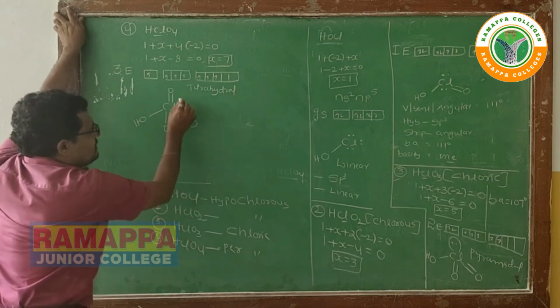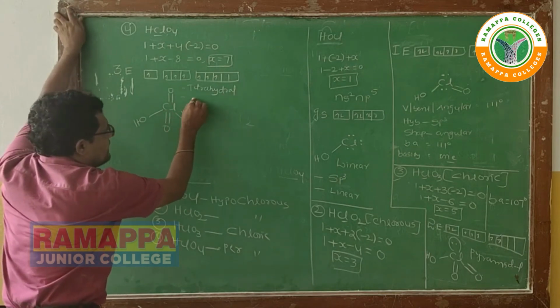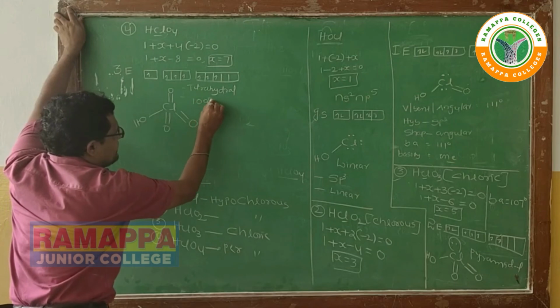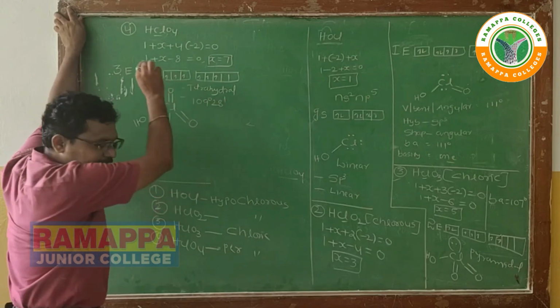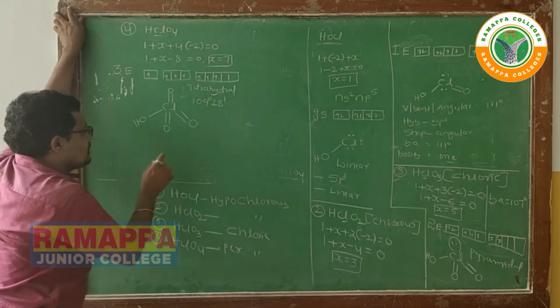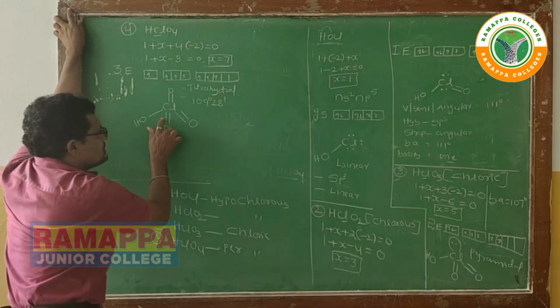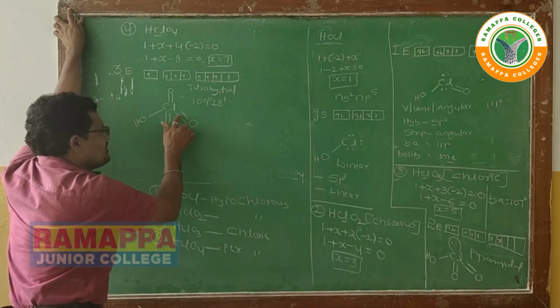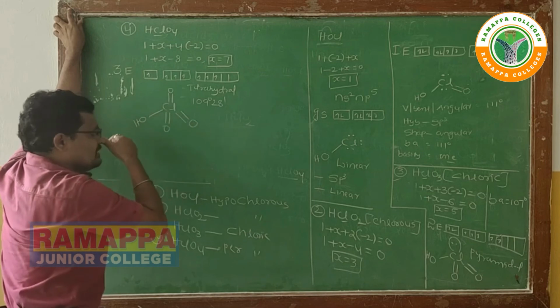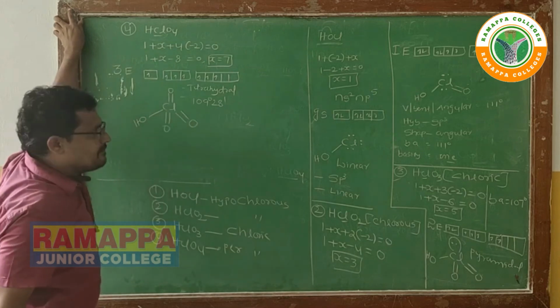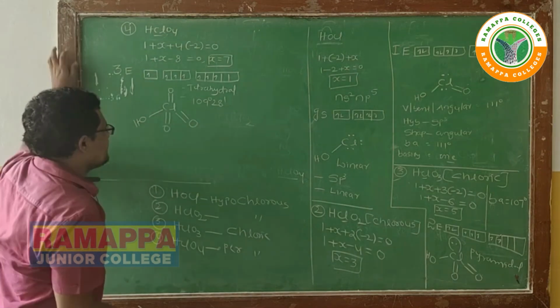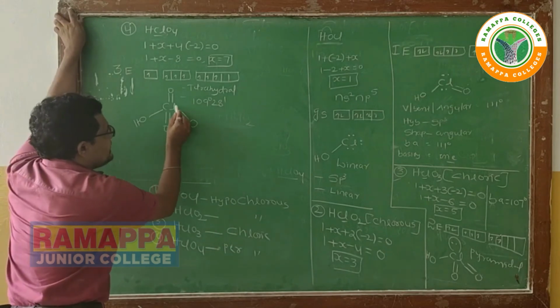Its shape of the molecule is tetrahedral, which means its bond angle is 109 degrees 28 minutes. Now in this one, how many sigma, how many pi? Sigma, pi, sigma, pi, sigma. That's why 4 sigma, 3 pi.